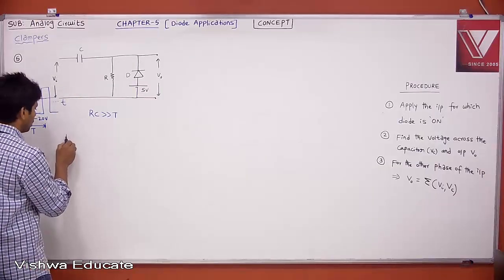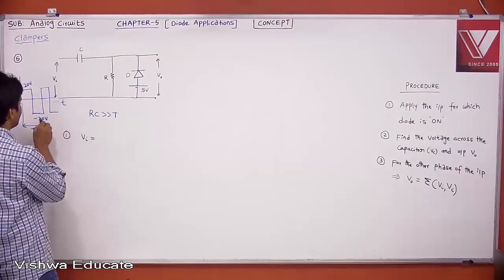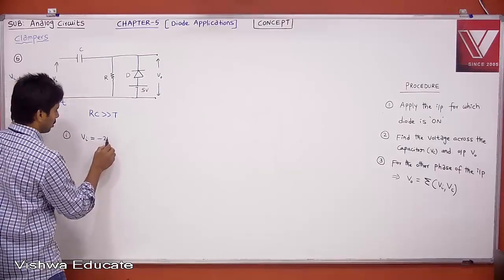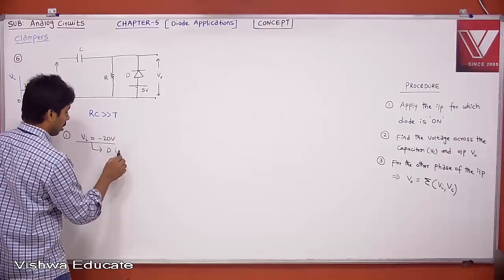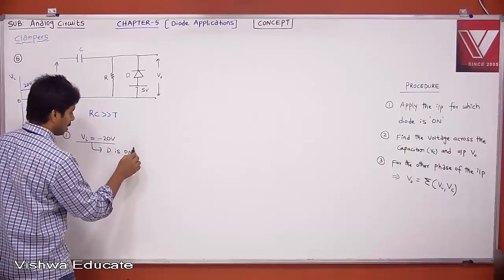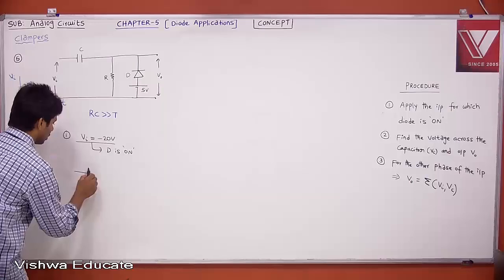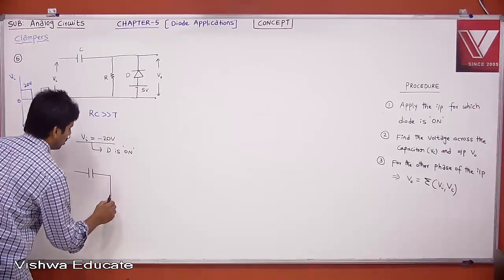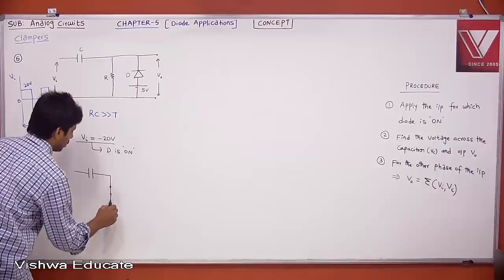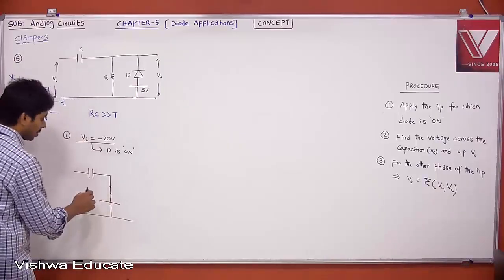Case 1. When Vi is equal to minus 20, then only your diode is on. We need to apply the input such that your diode is on. When the diode is on, what is your circuit? Your circuit is, diode is on, but there is a battery now. This is 5 volt. Now there is a resistor basically, right?